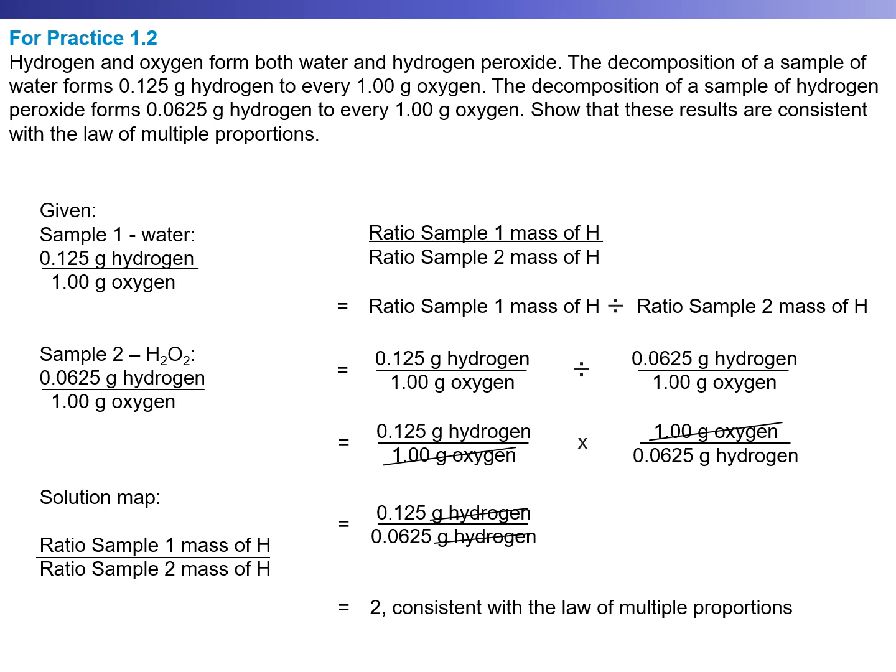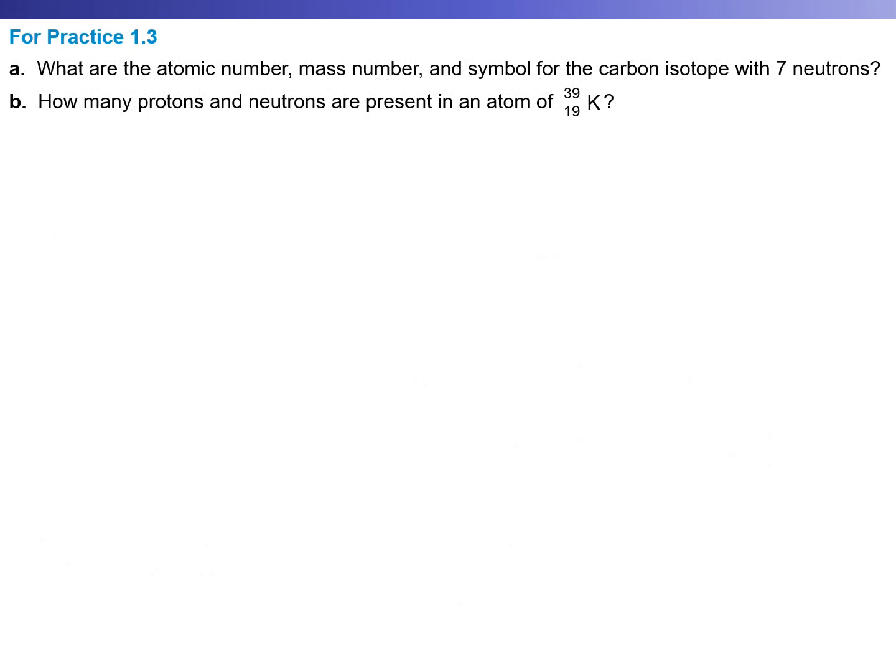And this is consistent with the law of multiple proportions. When we divide the ratio of mass of hydrogen in each sample, what we end up getting is a small whole number, which is what we would expect. Now, problem number 3 gets us into dealing with isotopes, mass numbers, and atomic numbers.